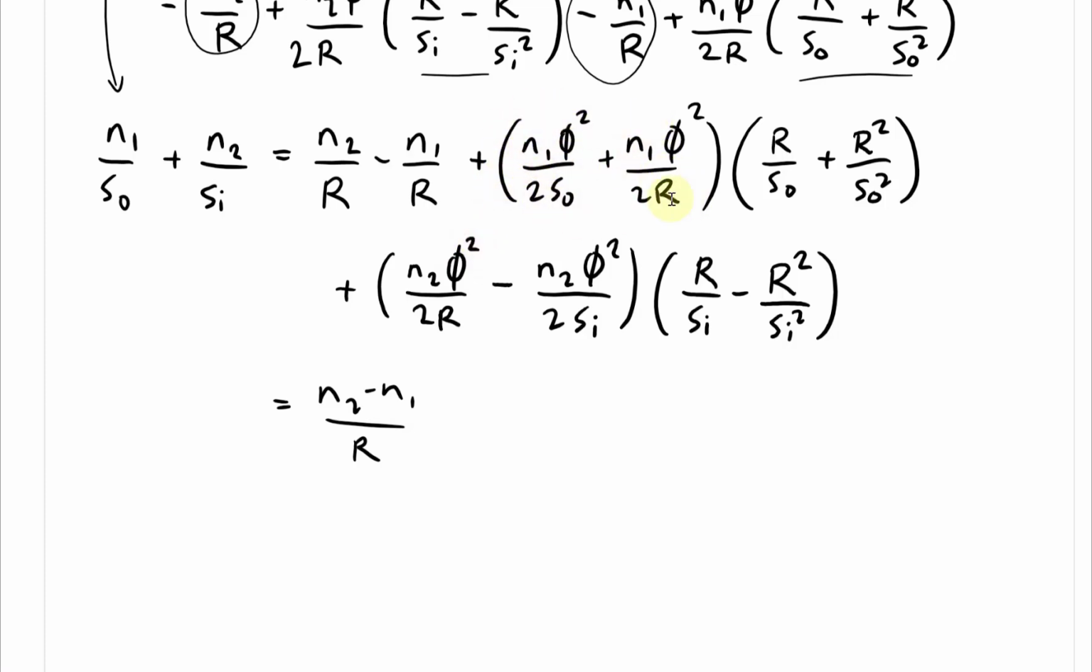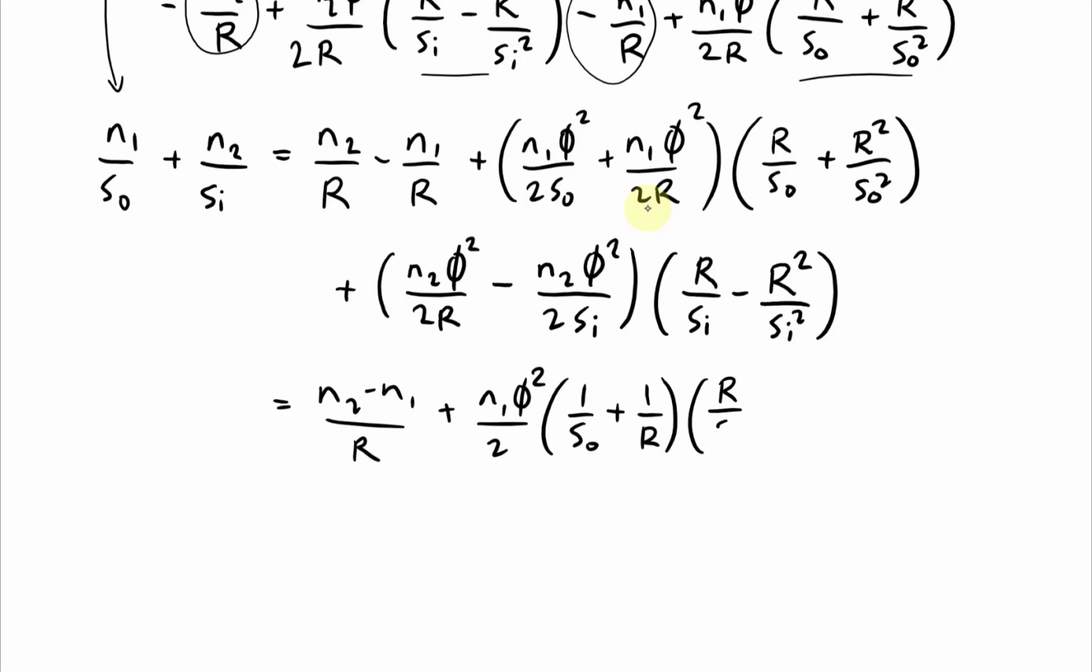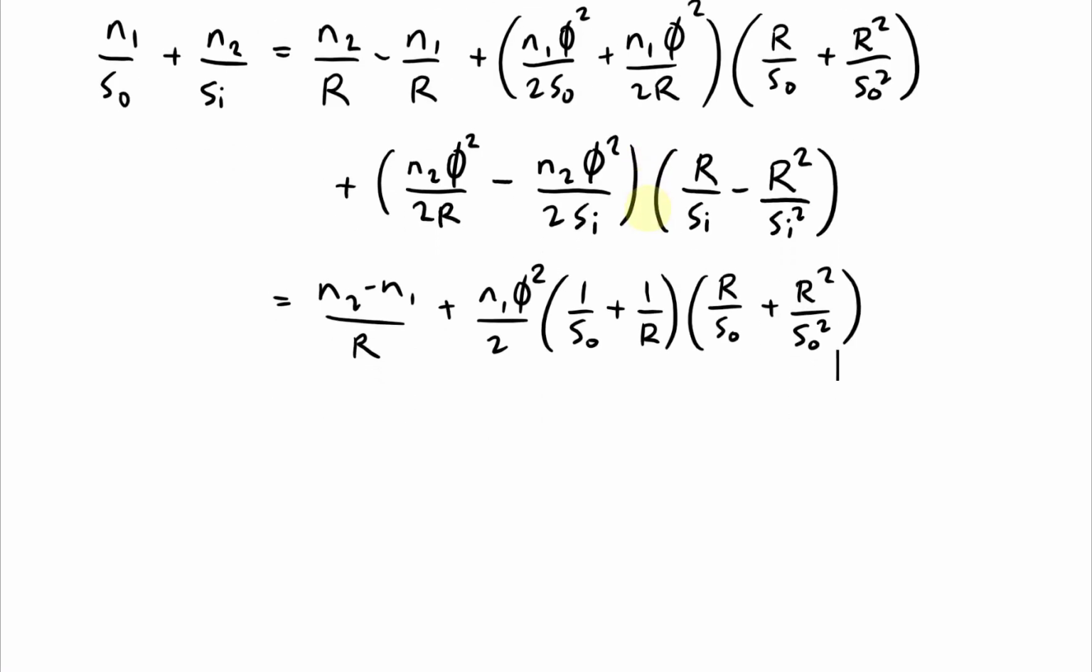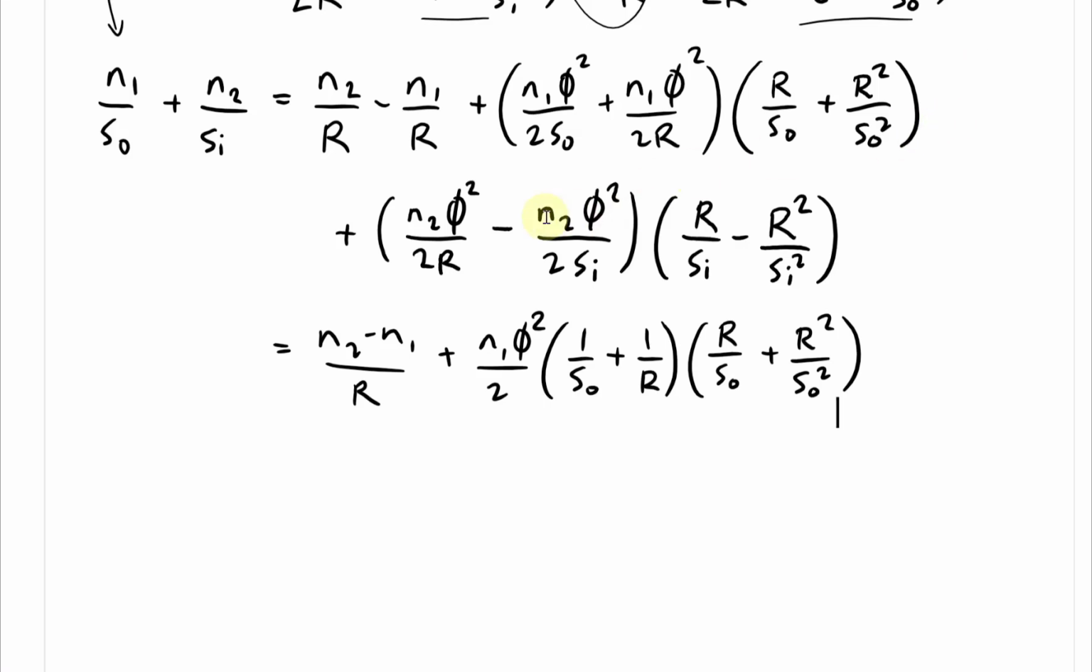That's exactly there, which is going to be left with this s naught and r. So it's going to be plus n1 phi squared over 2. Now we have a 1 over s naught plus 1 over r times it by r over s naught plus r squared over s naught squared. And now the next one is at the bottom over here. We could factor out this n2 phi squared over 2.